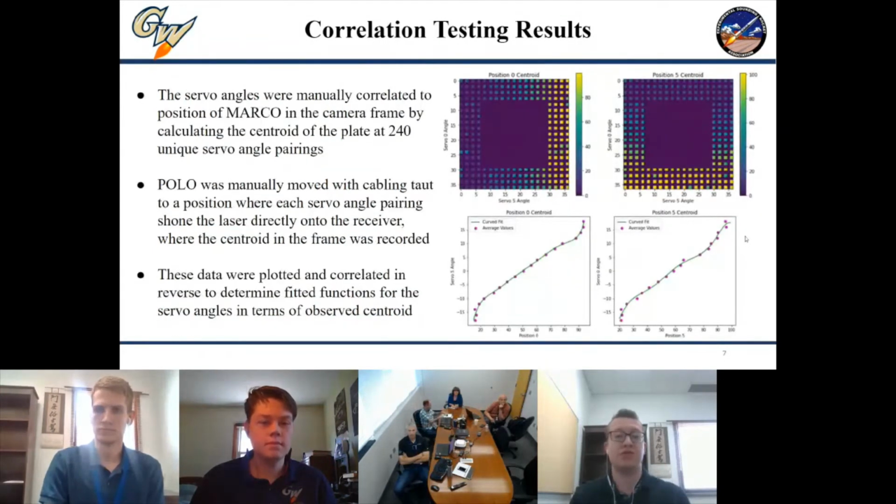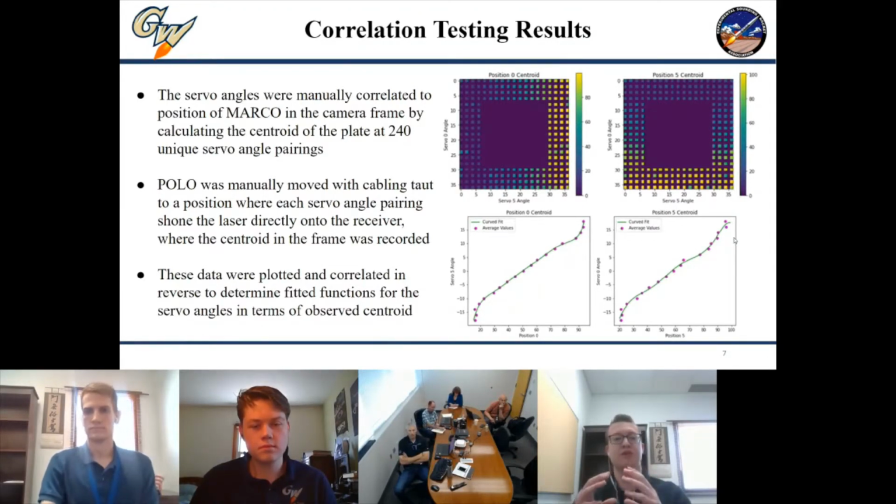And then after producing this reliable coded thresholding algorithm, we began correlating the pixel centroid of the plate section that was visible in frame to the servo angle pair, which points the laser at the center of the Marco receiver at that instant in time. And we achieved this by setting both servos to known angles and then manually moving Marco, with cabling taut, to the position where the laser is shown on the center of the receiver. And then images were taken at each of the 240 angle pairings that we tested. And then we analyzed this data to determine the corresponding pixel centroid of the plate in frame.